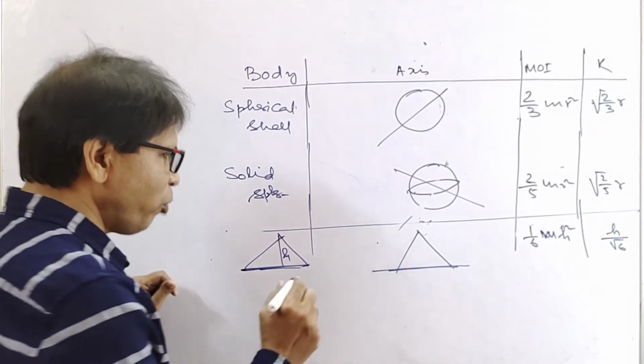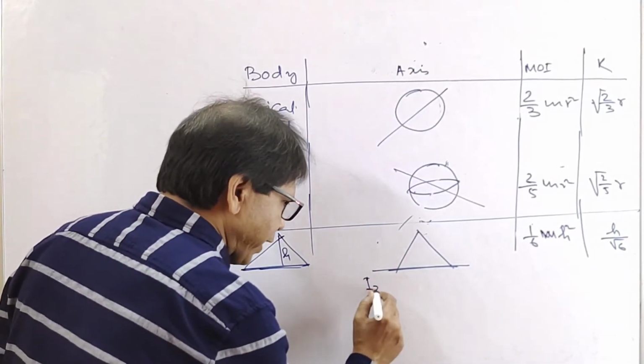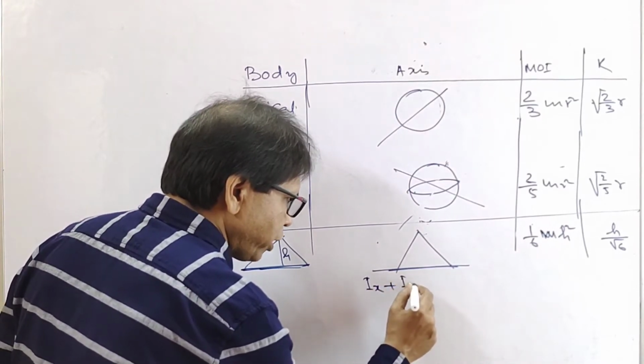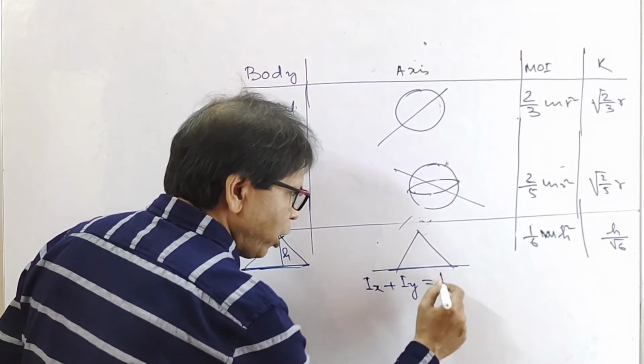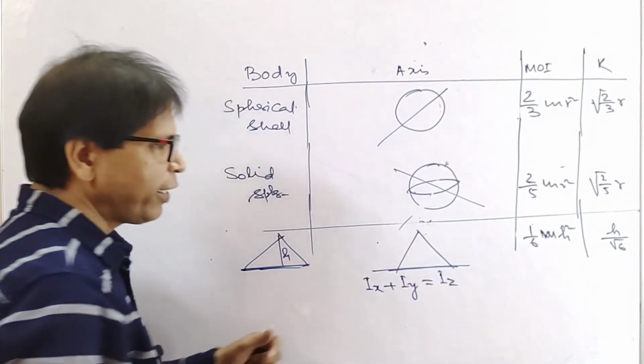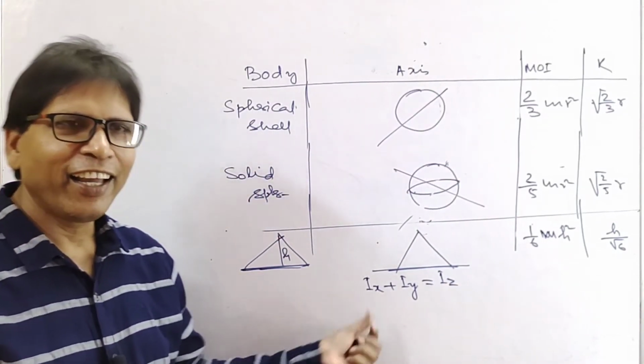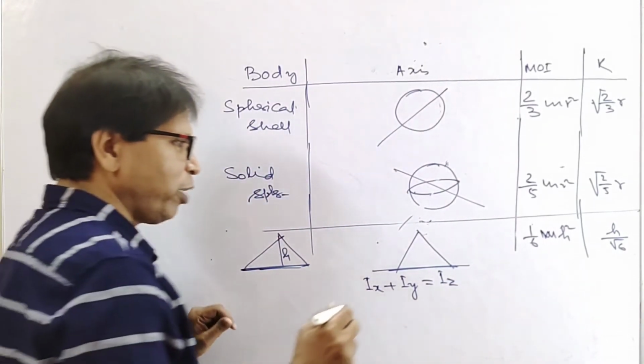Now perpendicular axis theorem. Look at this. The moment of inertia about the x-axis plus the moment of inertia about the y-axis is equal to the moment of inertia about the z-axis.